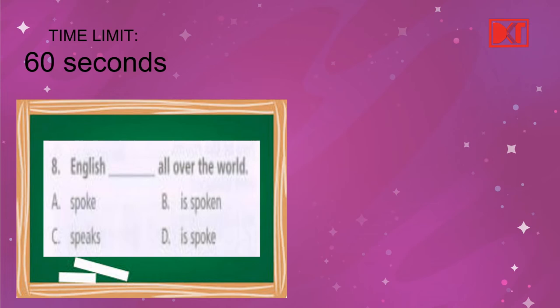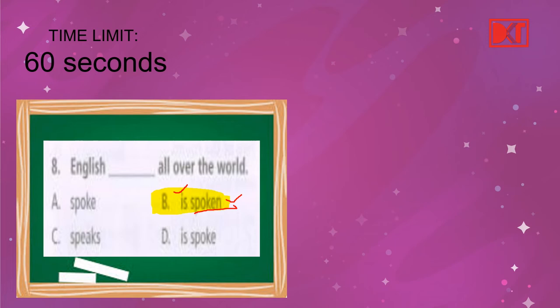English dash all over the world. A. spoke, B. is spoken, C. speaks, D. is spoke. The correct answer is B, English is spoken all over the world. Alright, is spoken. We have the auxiliary verb here and spoken, the past participle.